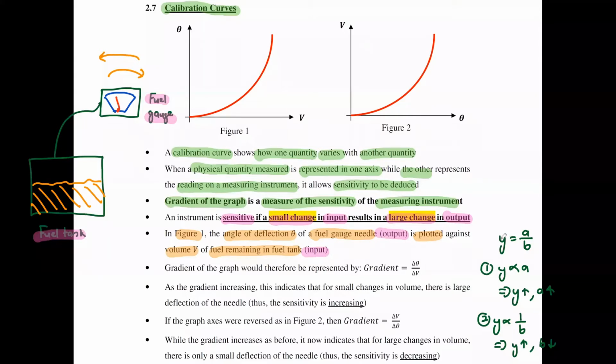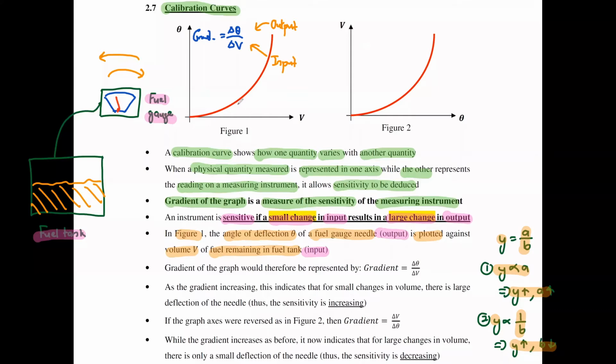If we have an equation y equals a divided by b, then we can say that y is directly proportional to a, such that when y increases, a also increases. On the other hand, we can say that y is inversely proportional to b, such that when y increases, b decreases. In figure 1, the gradient of the graph is equal to delta theta over delta V. The angular deflection is the output, whereas the volume change is the input.